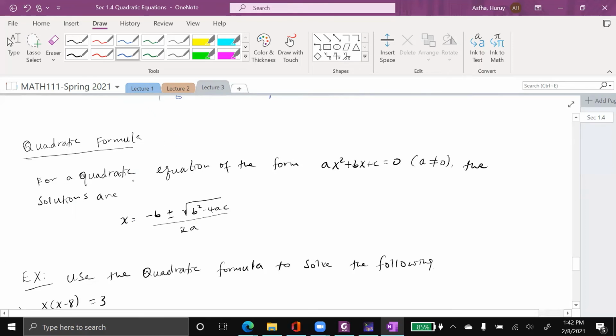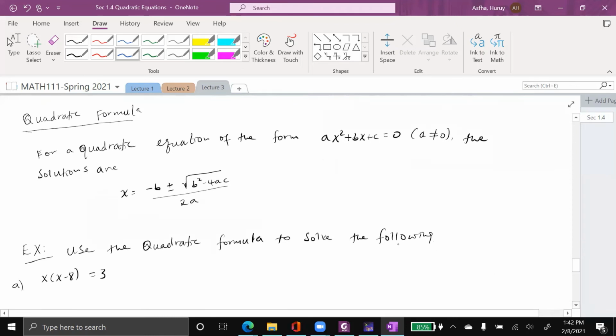Okay. Now this is more general. This quadratic formula can be used for any kind of equation. Not any kind of equation, but any kind of quadratic equation. As long as it's a quadratic equation, you can use this formula to solve for the value of x, or the solution set. Okay.